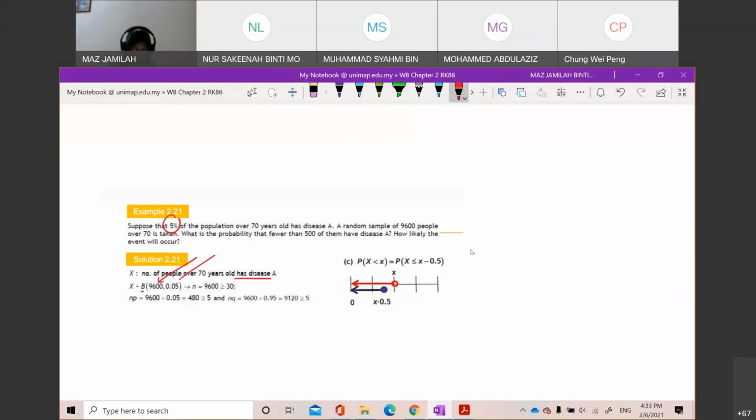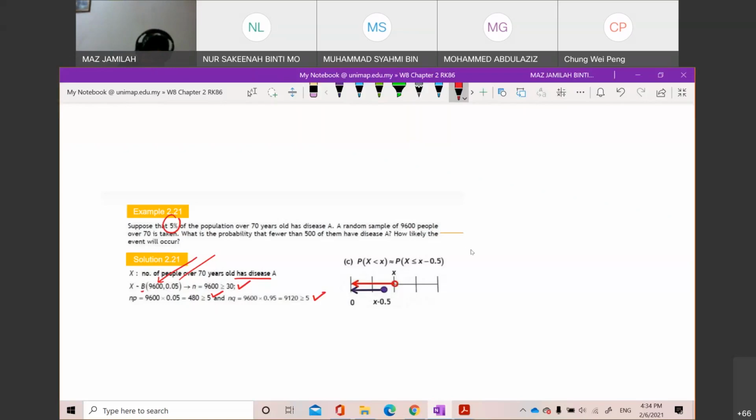Now, check for the conditions. First, n is 9,600, obviously greater than 30. np is 9,600 multiplied by the probability of success, which gives 480, again fulfilling greater than 5. And nq is 9,600 multiplied by the probability of failure, that is 9,120, which also fulfills. Then we know we can approximate to normal.